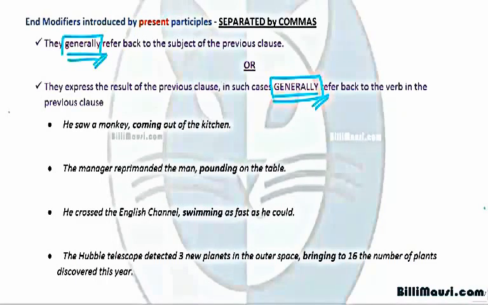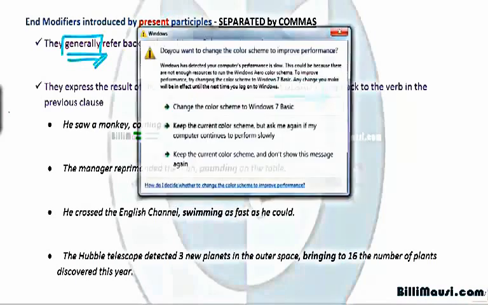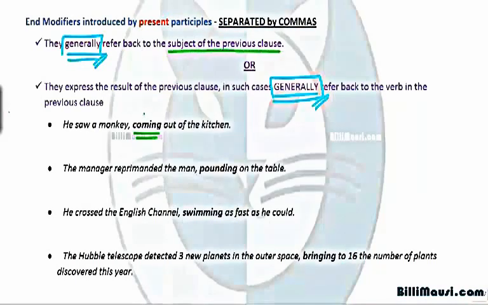He saw a monkey coming out of the kitchen. Here the participle is coming, which is modifying the subject of the previous clause. So what is the subject of the previous clause? The subject of the previous clause is he. So coming is modifying he and is giving additional information about him. So who is coming out of the kitchen? He is coming out of the kitchen, not the monkey. Let's see the next example.